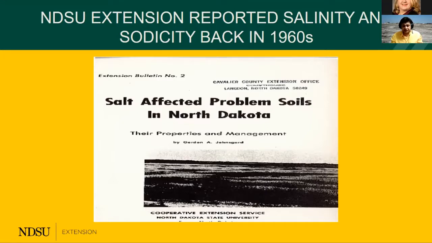These are not new issues. This is a picture of an NDSU extension publication, which was given to me by an NDSU extension county agent, I think 4 or 5 years ago. He was a county agent for 40 years. This publication was first printed in the early 1960s, and it was reprinted in '67, and that's the copy I had. That publication talked about 1 million acres affected by salinity and 2 million acres affected by sodicity. So both of these issues were talked about in the 1960s. We're not talking about something new here.